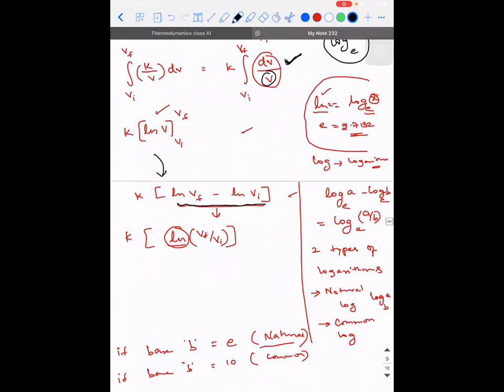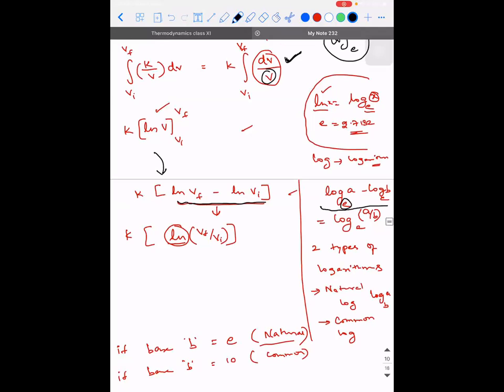Then I told you a formula. Log of the same base e and the numbers are different: log a base e minus log b base e, then it is log of a by b. Is this step clear?